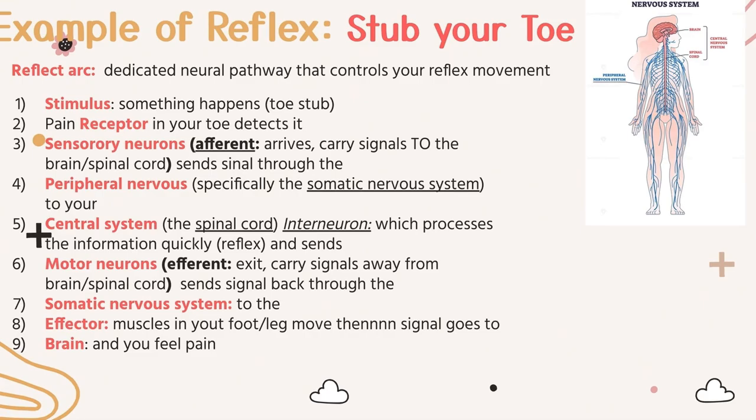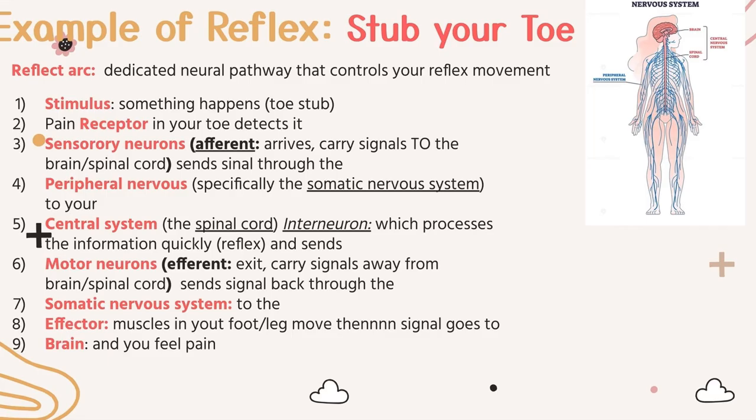And then the sensory neurons, so afferent means arrives. It carries the signals to the brain and spinal cord. It sends the signal through the peripheral nervous system, specifically the somatic one, because there are different sections in the peripheral nervous system. And then it sends it to the central nervous system, which is, in this case, the spinal cord. And there is an interneuron, which processes information quickly, the reflex.